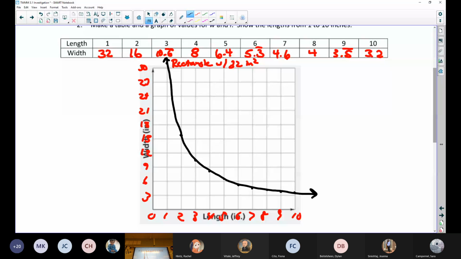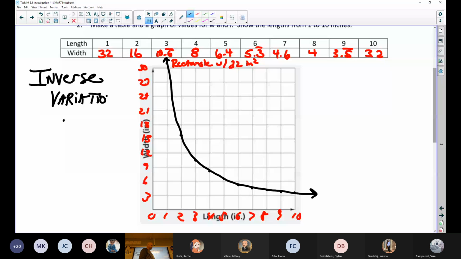So let me tell you something about these lines. Someone said earlier, was this a quadratic? Nope, this is called an inverse. Whoa. An inverse variation.